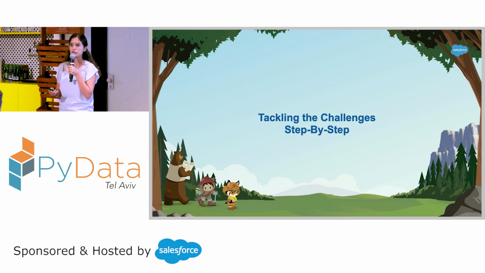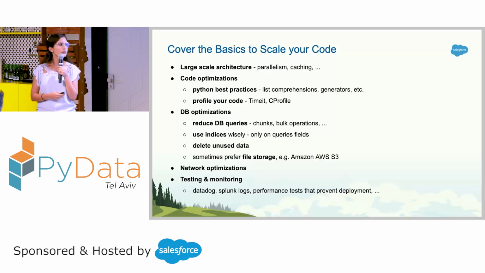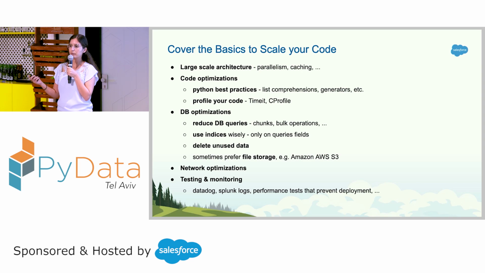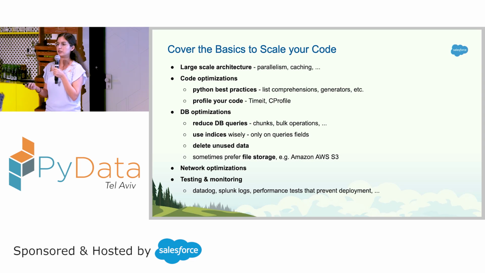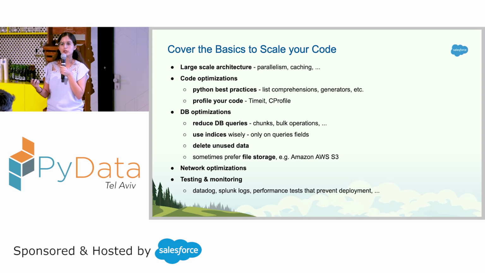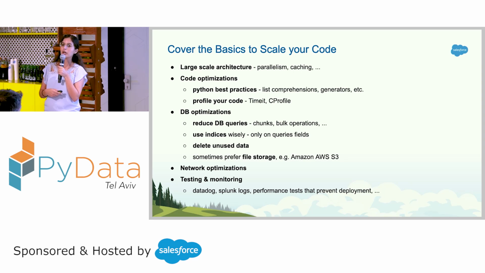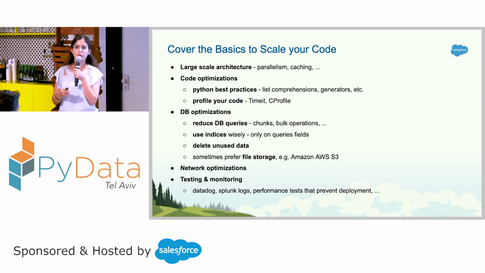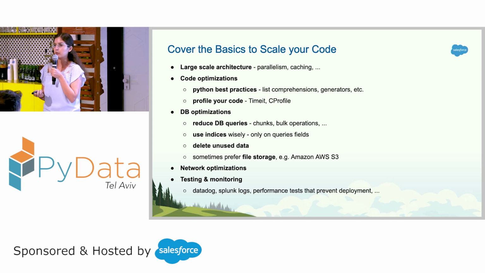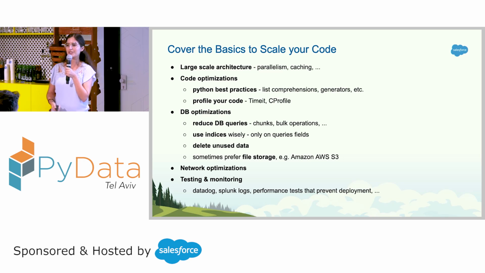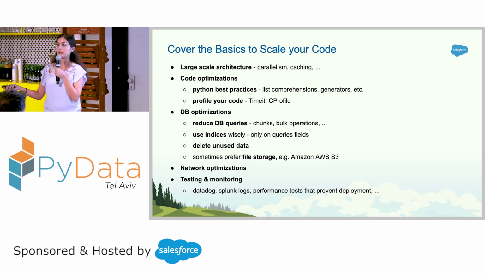So we've mentioned a few challenges. How do we tackle these challenges step by step? So first we have to cover the basics. In any application, not just AI applications, when you want to scale your application, you need to think of a large-scale architecture, a caching mechanism, parallelism, code optimizations, whether you're working with Python or any other language for that matter, database optimizations, network optimizations, and the list goes on.